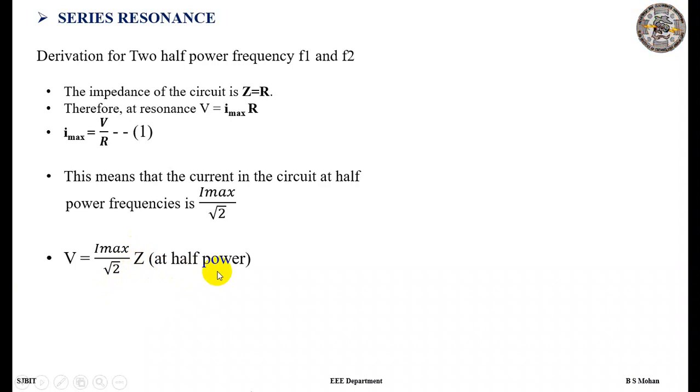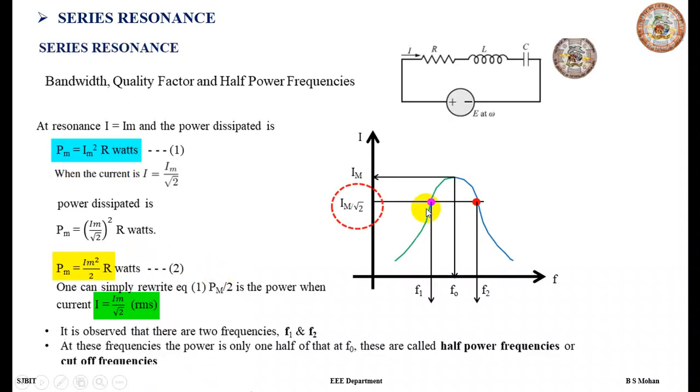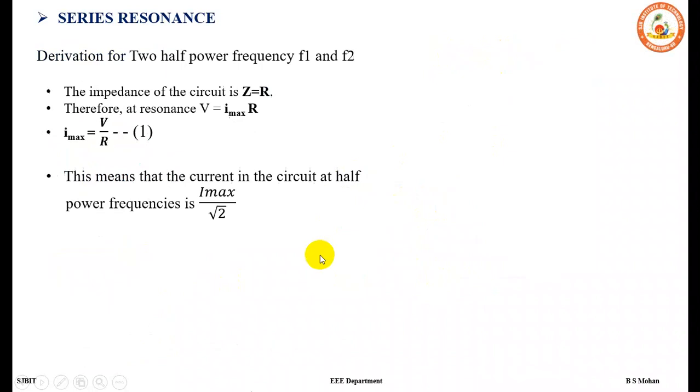At half power, as we have seen in the diagram, we have different values of frequency, F1 and F2. At these two frequencies XL is not equal to XC. Thus the circuit is still having R, L and C. It is not just R, it is Z. At resonance, Z is equal to R.